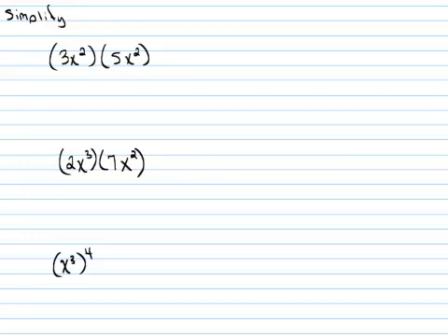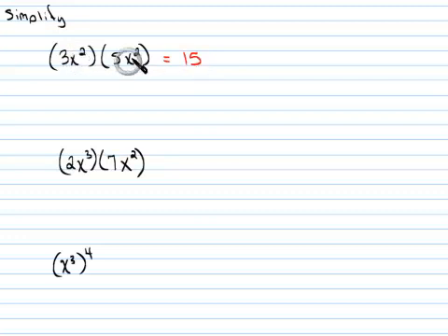Once again, we're being asked to multiply here. Or, I'm sorry, simplify really, not necessarily multiply. Simplify. First one says, what is 3x squared times 5x squared? Alright, the ultimate answer will be just 3 times 5, which is 15.